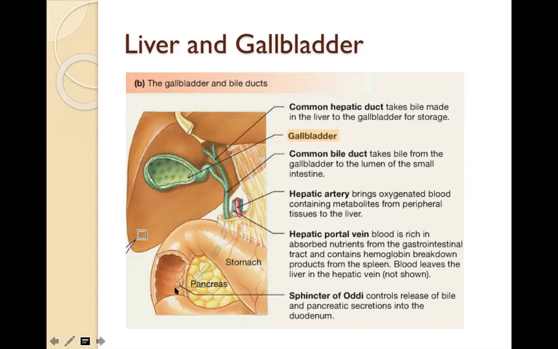And that opening, it's not always open. There's a small little amount of smooth muscle there that controls whether bile goes through or whether bile is stopped from going through. And that's that sphincter of Oddi that we talked about earlier. We're going to look at this again later on in the course.